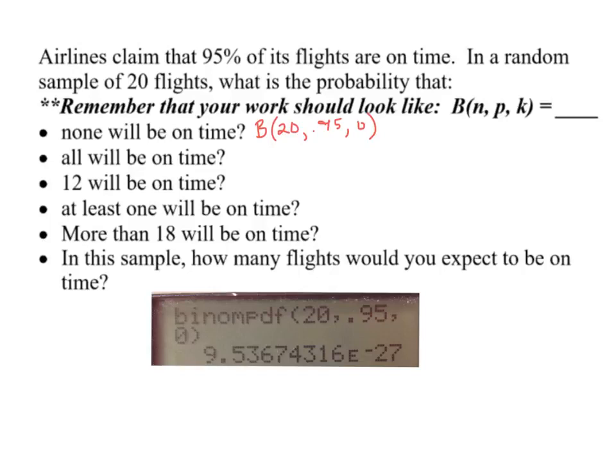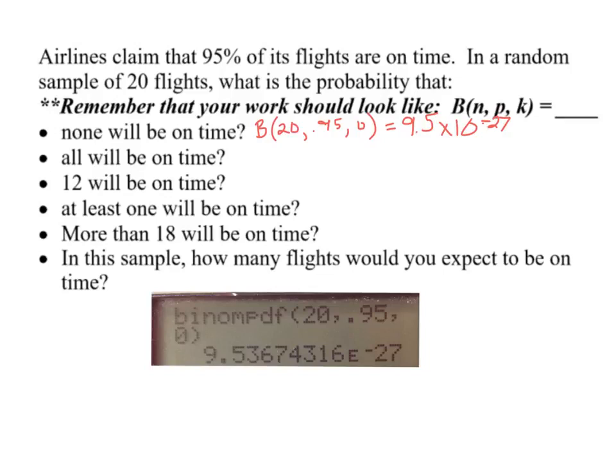We go to the distribution part of our calculator. That's second vars, and we go down to binomial PDF. PDF is because we're looking for one specific probability, just the probability of 0. And then we do the size, probability, and the number of interest, which was 0. And you can see a very, very small number here, 9.5 times 10 to the negative 27th. And it should be. We obviously should have flights on time.